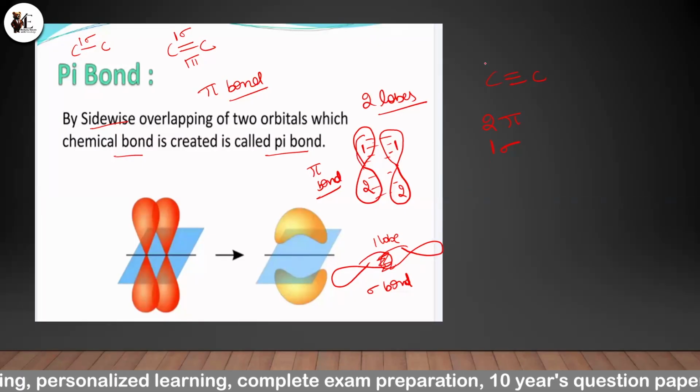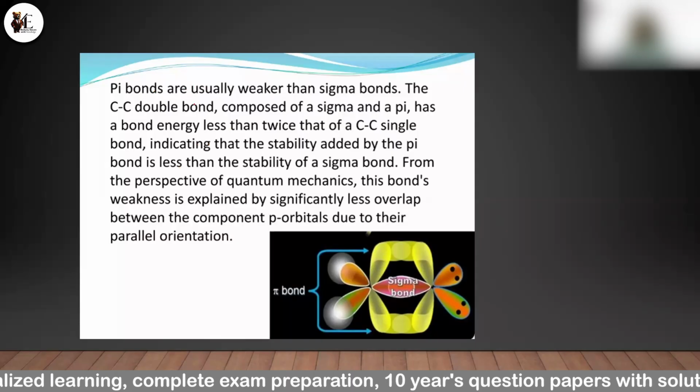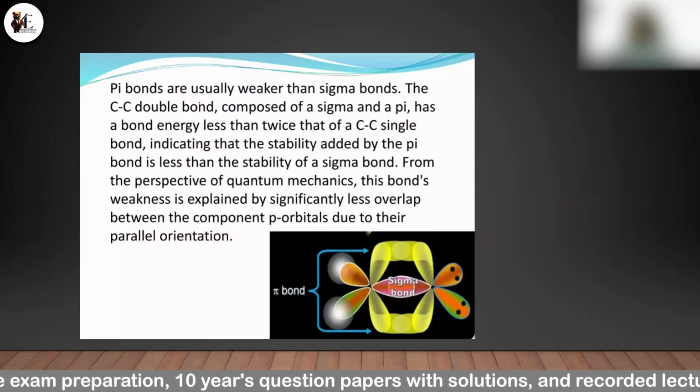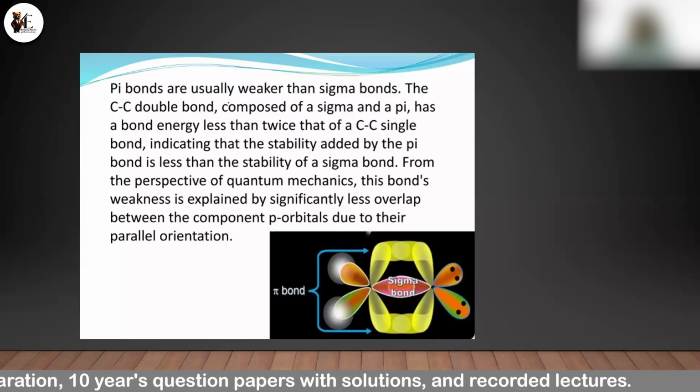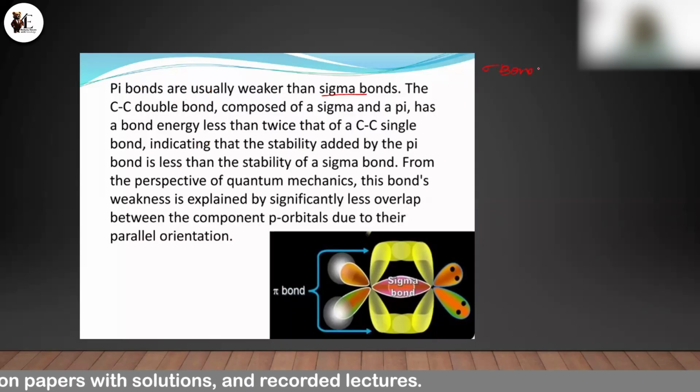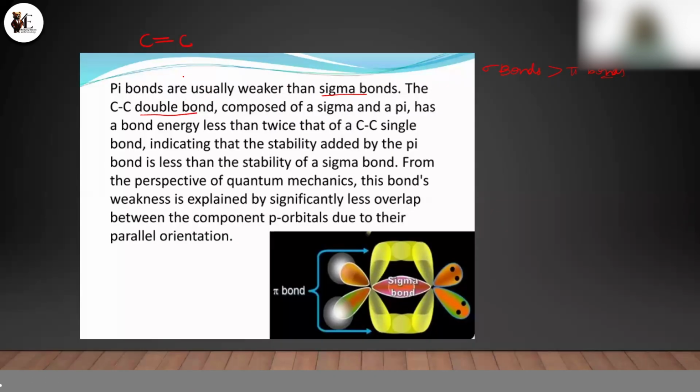Okay. Right. Yes. So we have studied the sigma bonds and pi bonds. So what do you think? Which is stronger, sigma bonds or pi bonds? So here sigma bonds are stronger as compared to pi bonds. Why? The reason is written here: as I already told you, a carbon-carbon double bond consists of one sigma bond and one pi bond.